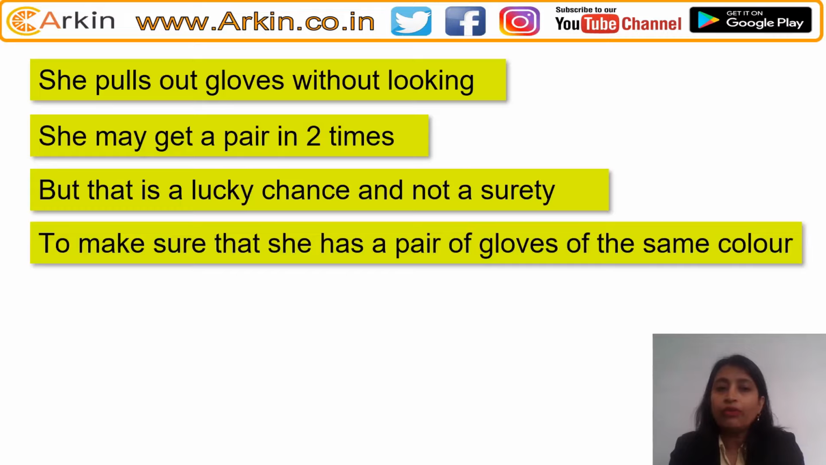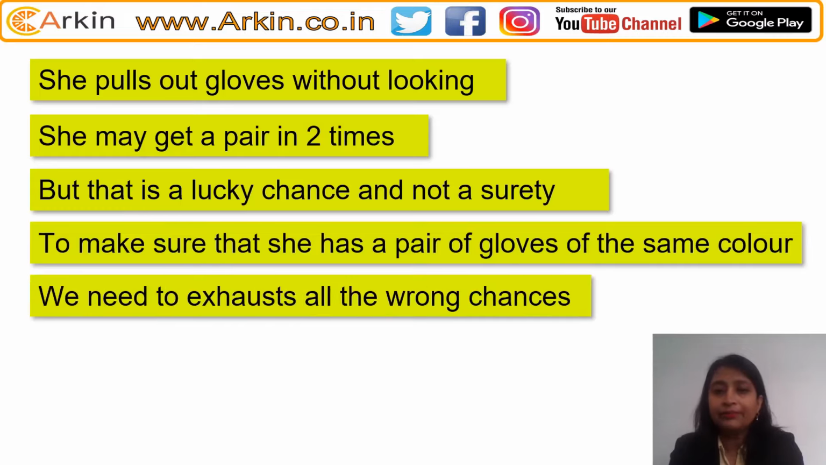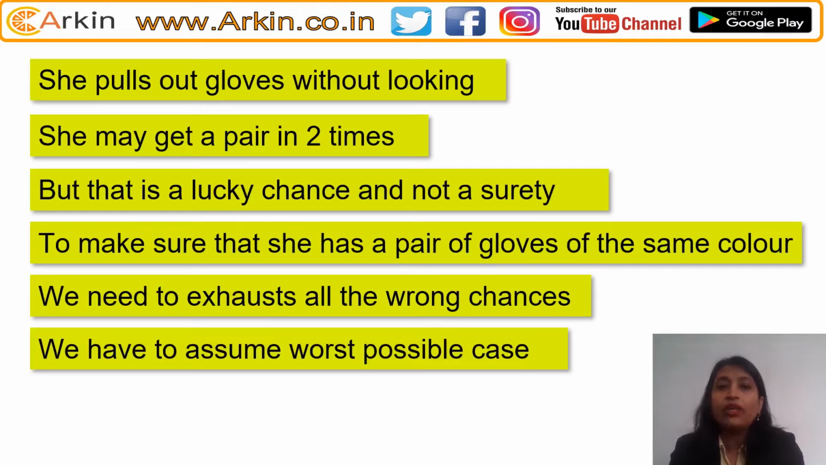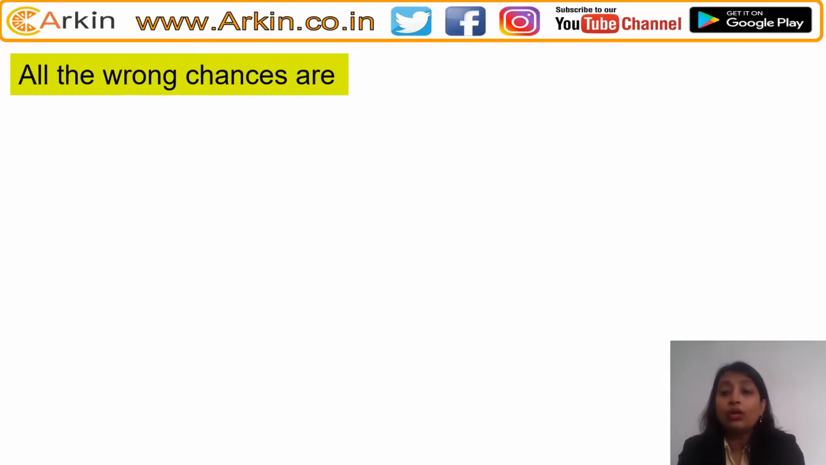So for that, what do we have to do? We have to make sure that she has a pair of gloves of the same color. We need to exhaust all the wrong chances. We have to assume the worst possible cases that can happen. After that, whatever remains will be the correct answer. That means after that, she will definitely get a correct pair. So what are all the wrong chances?